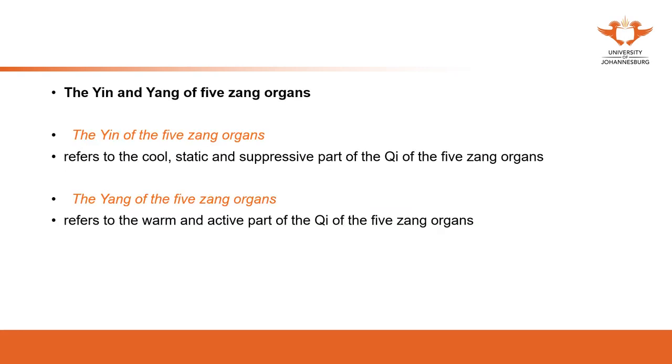The yin and yang of the five zang organs. The yin of the five zang organs refers to the cool, static, and expressive parts of the qi of the five zang organs. And the yang refers to the warm, active parts of the qi of the five zang organs. So when we talk about the qi of the five zang organs, there are two different parts. One has the function of cooling, static, and expressive. The other one is warming and active.